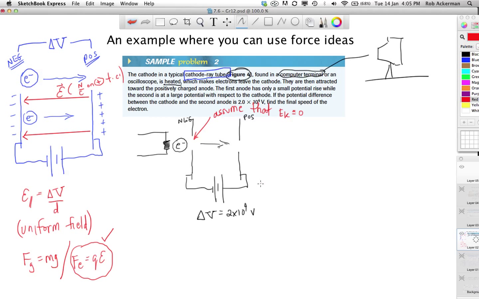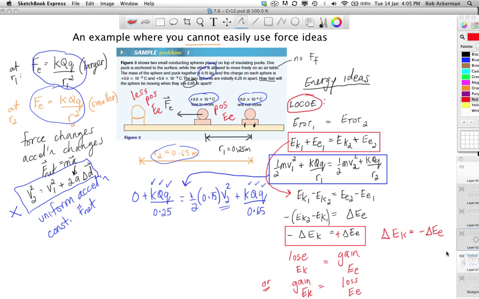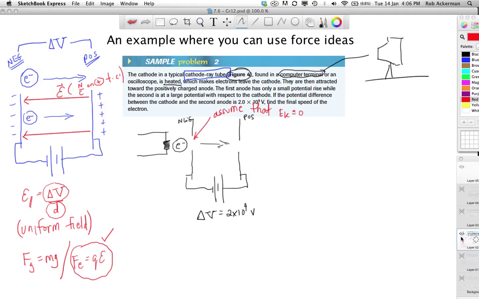Now, let's talk about whether we should use forces here or energy ideas. You can use forces for the reasons I explained. They do give you the delta V, but they don't tell you the delta D, the separation between the plates. So I'm starting to think maybe I won't use force ideas here. Maybe I'll think about the energy idea. Remember this, that the negative change in kinetic energy is equal to the positive change in EE. Let's see how that works.